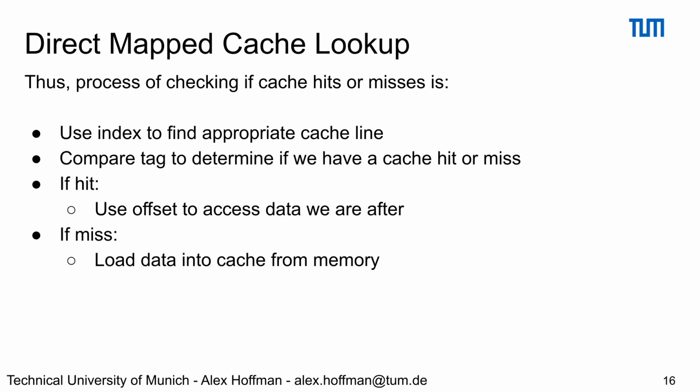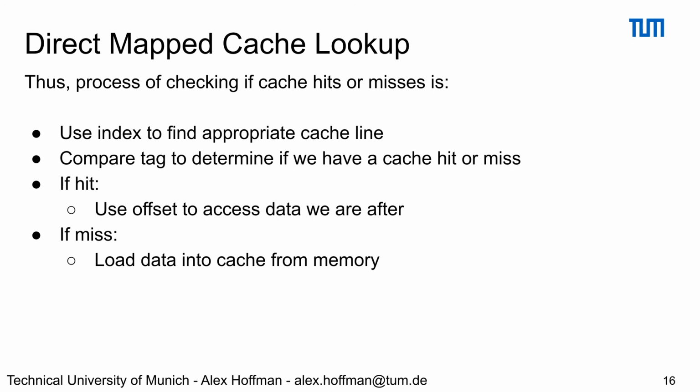But if it's not, we know it's a different block in cache and it's a miss, so we have to go and load the cache line from memory and update it because we don't have the data we want. Right? And so that's how the direct map cache works. It uses these three subsections of the memory address to look up data in cache directly, meaning it knows exactly which cache line it's going to fall into.